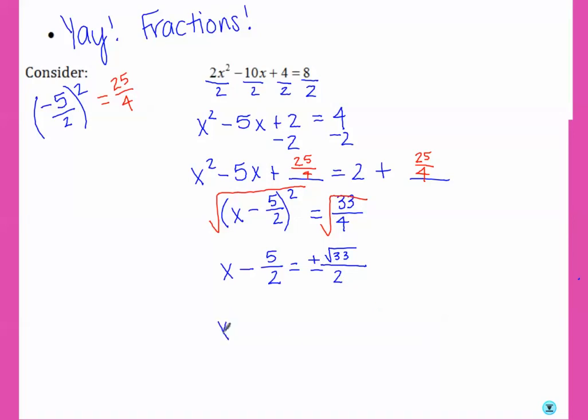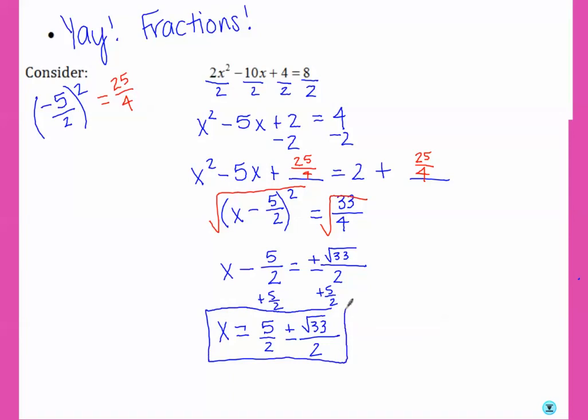So then we'll have x equals, I'm going to add 5 halves to both sides. Since the square root of 33 has a square root and this fraction doesn't, they're not like terms, we can't add them together. So we'll have 5 halves plus or minus the square root of 33 over 2. And that's it.